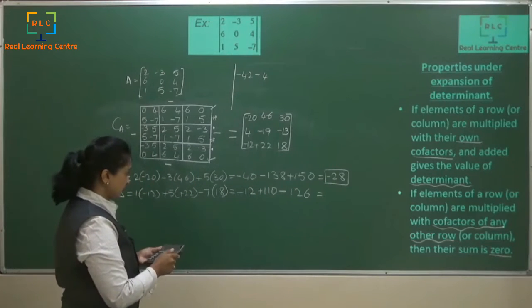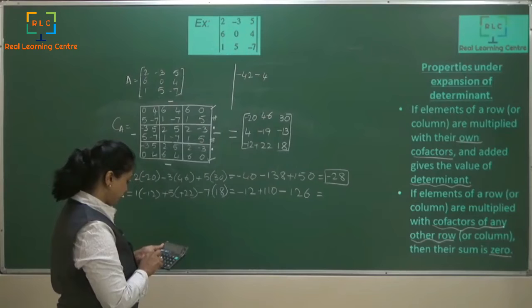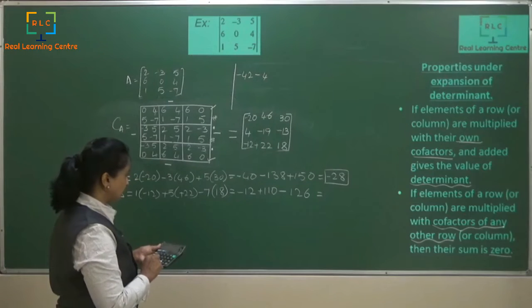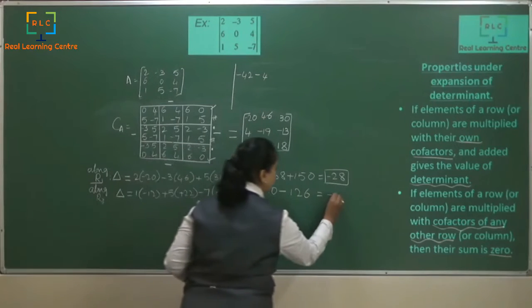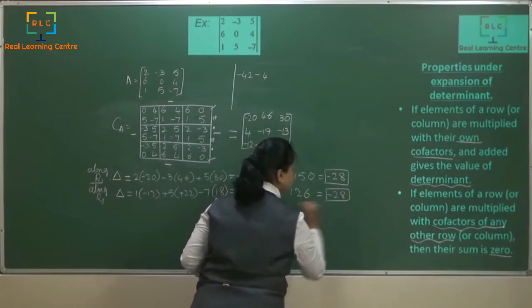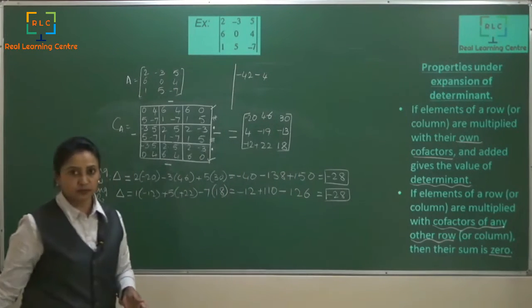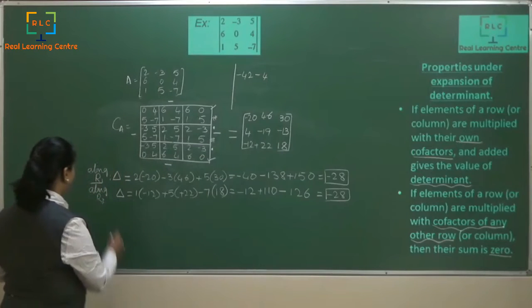Let me check. So you have 126 plus 12 is equal to 138, minus 110 is equal to 28. So once again I have got minus 28. Okay. So now in the next one along R3.